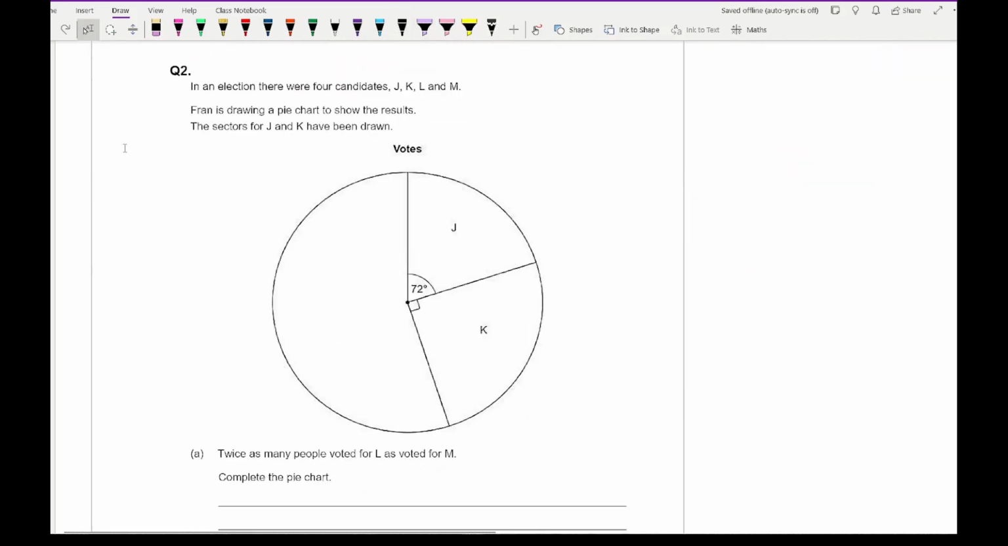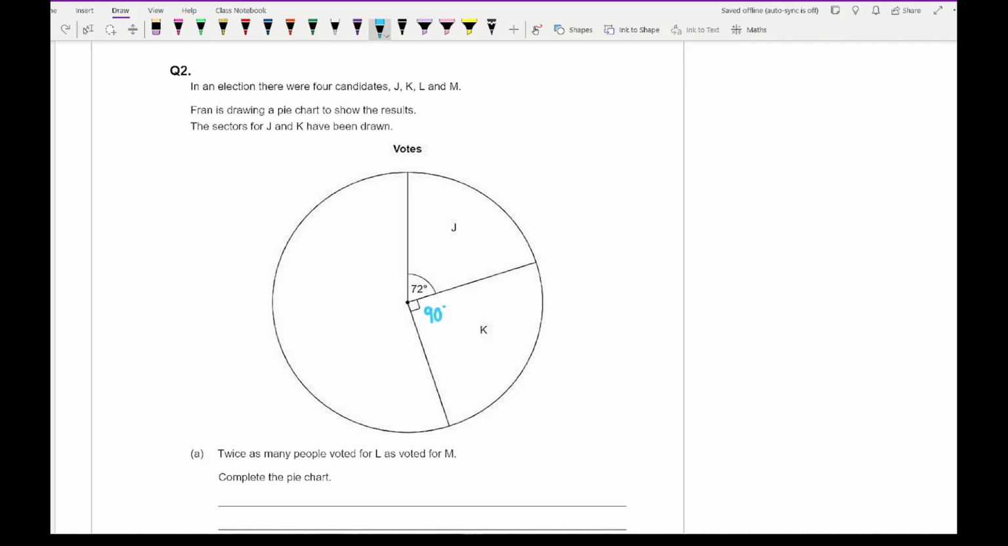Moving on to question 2, it says in an election there were 4 candidates, J, K, L and M. Fran is drawing a pie chart to show the results. The sectors of J and K have been drawn. Twice as many people voted for L as voted for M, and the question is asking us to complete the pie chart. So we notice that this is 90 degrees.